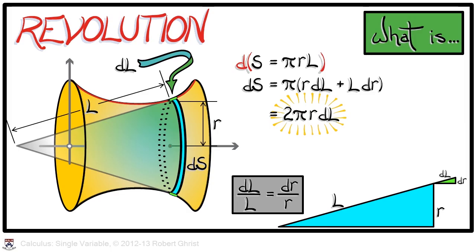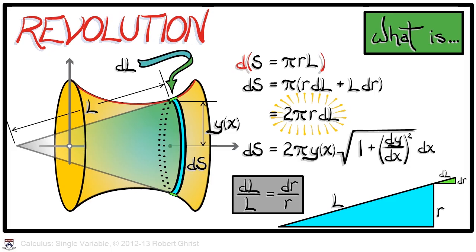And this is wonderful because we know dL, the arc length element, and we know r, because r is typically given in terms of y of x, where this curve is some function y of x. Therefore, using what we know about the arc length element for such a graph, we have dS is 2 pi times y times square root of 1 plus the derivative dy dx squared dx. Let's see how this works in the context of a fun problem.